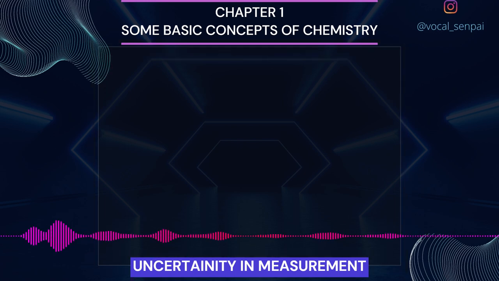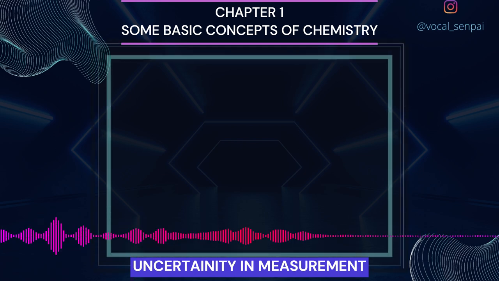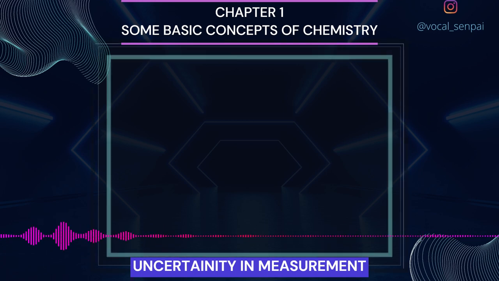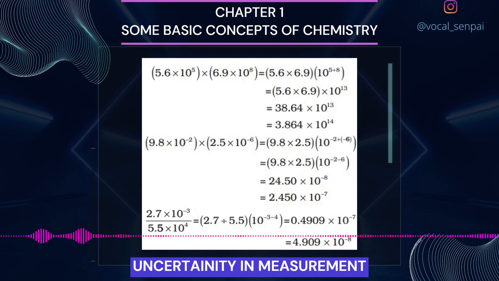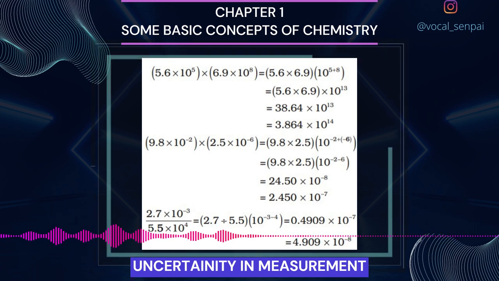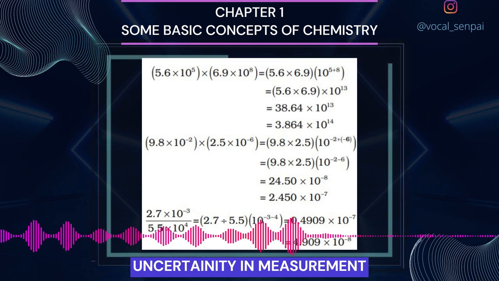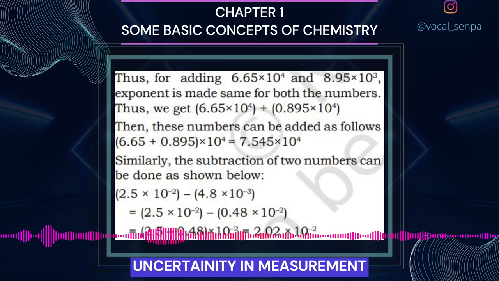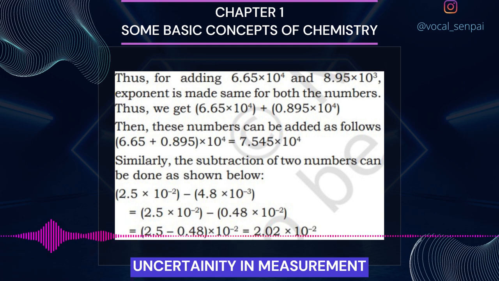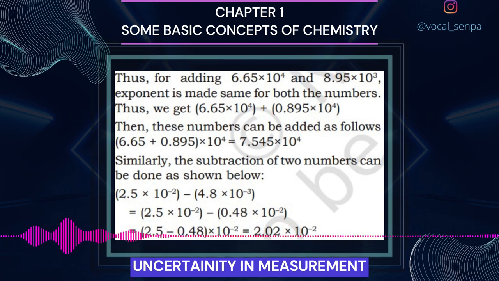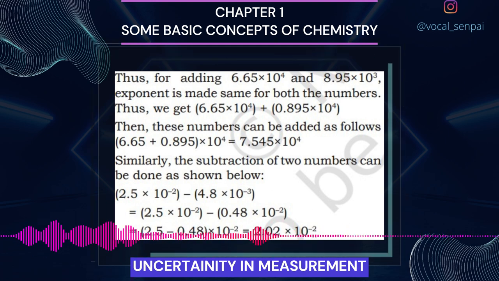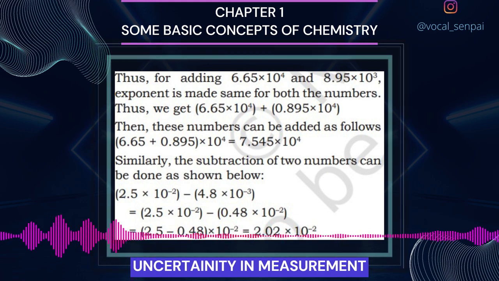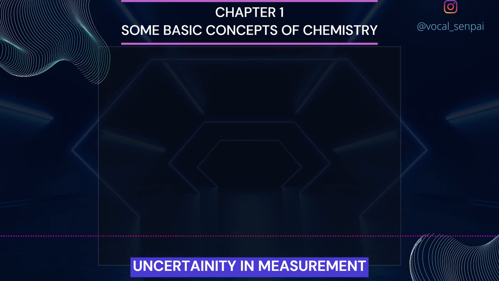While performing mathematical operations on numbers expressed in scientific notations, the following points are to be kept in mind. Multiplication and division. These two operations follow the same rules which are there for exponential numbers. Addition and subtraction. For these two operations, first the numbers are written in such a way that they have the same exponent. After that, the coefficients, digit terms, are added or subtracted as the case may be.